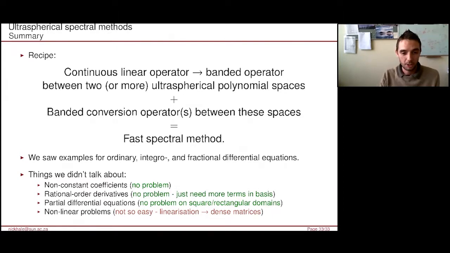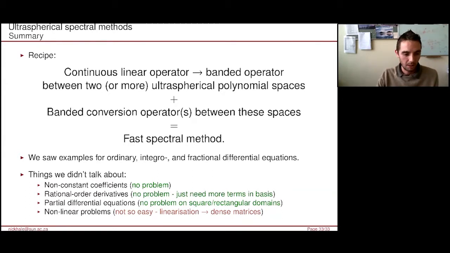In each of these cases, for the differential equations, the integral differential equations with the convolution kernel, and the fractional differential equations, all the things we needed were these. If we could take the linear operator that we had, which might be a derivative operator or an integral operator, and express it as a banded operator between two or more ultraspherical polynomial spaces, and that's what we did in each of those cases. And if we also had a banded conversion operator between the spaces that we were working with, combining those two things together gave us a fast spectral method. It means that with banded or almost banded matrices, which you can quickly solve, you get accurate approximations for the solutions. And we saw that, as I said, for ordinary differential equations, integral differential equations, and fractional differential equations.